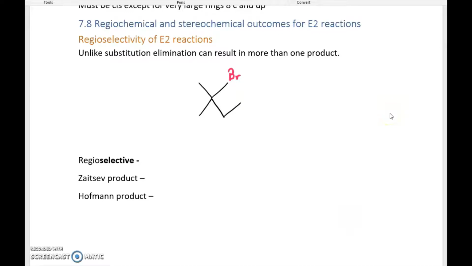So let's check out the regioselectivity of E2 reactions. Unlike substitution, elimination can result in more than one product. When we have an elimination reaction, we need a base to take off a proton, and we'll get a double bond between these two carbon atoms. And we'll end up with a product that looks like this.